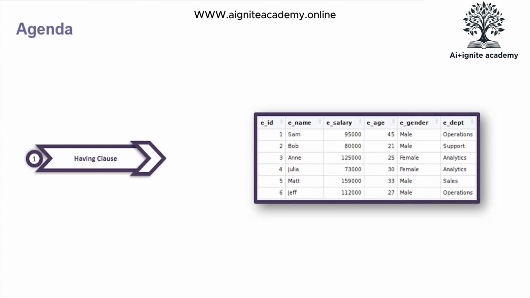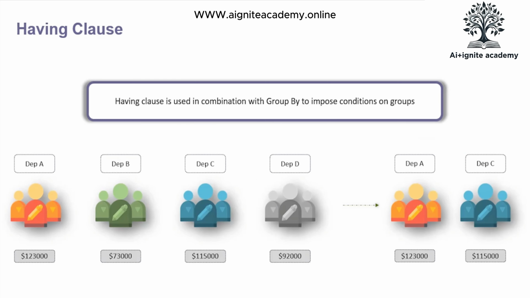In this session, we will work with the HAVING clause in SQL. The HAVING clause is used in conjunction with the GROUP BY statement to impose certain conditions on the groups which are to be displayed. The HAVING clause was added to SQL because the WHERE keyword could not be used with aggregate functions.